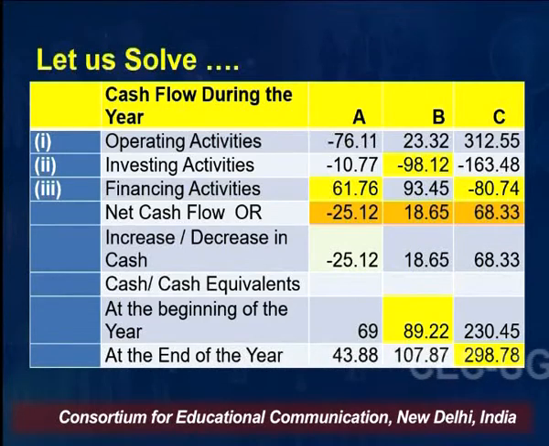So obviously, if the sum total of this is greater than the negative value of net cash flow, there must be some positive value coming from the financing activity. So this is the way, my dear learners, I told you how to calculate the missing value for company A.